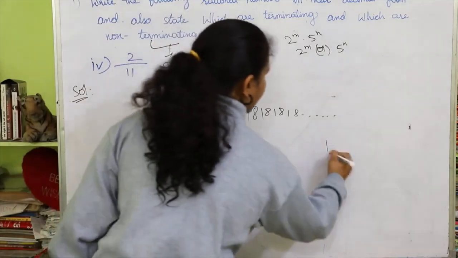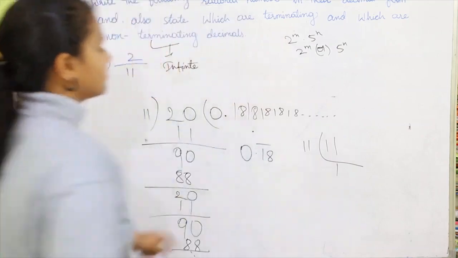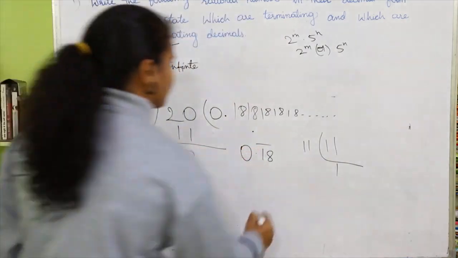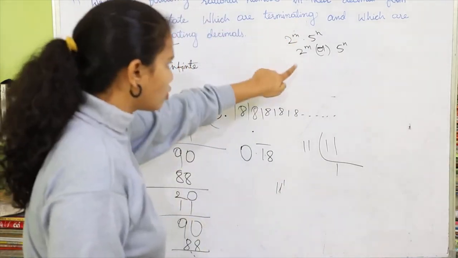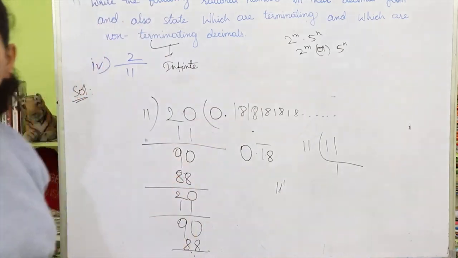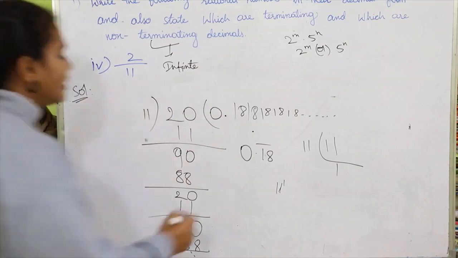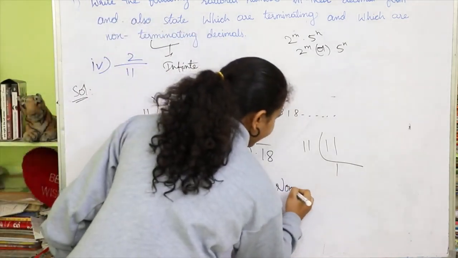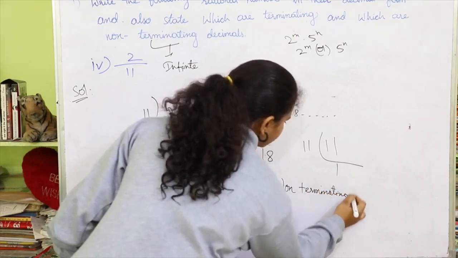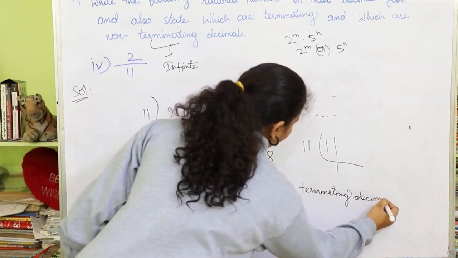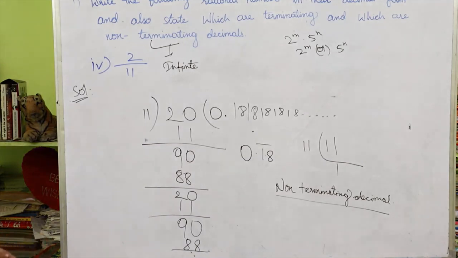Now coming back to the other side, if I take the LCM for 11, what happens here? 11 ones are 11 itself, right? So I got 11, that is 11 power 1, but it is not in the form of 2 power m or 5 power n. It is not taking those forms, so therefore this will become a non-terminating decimal. Clear? Therefore this will become a non-terminating decimal.